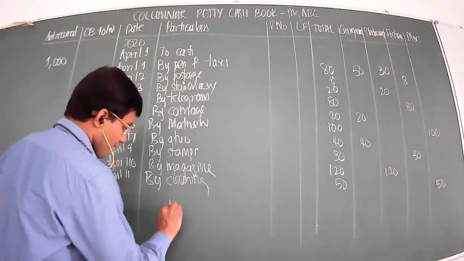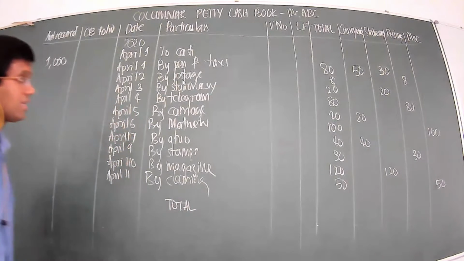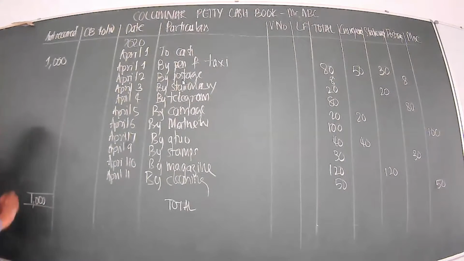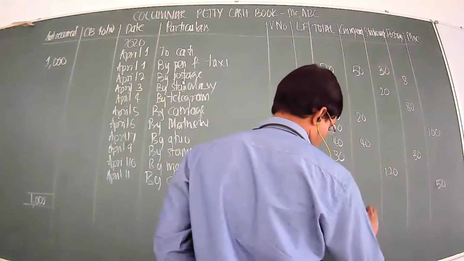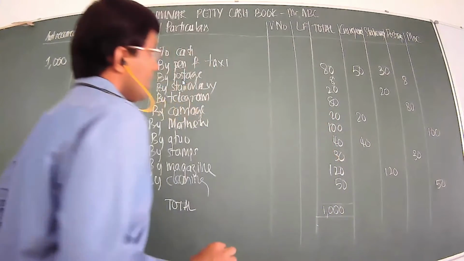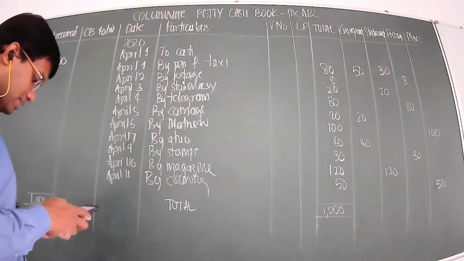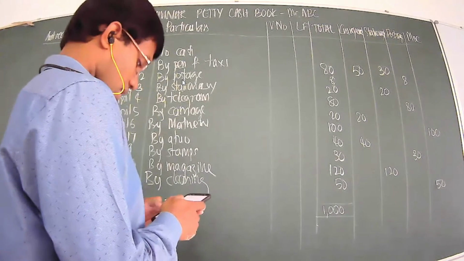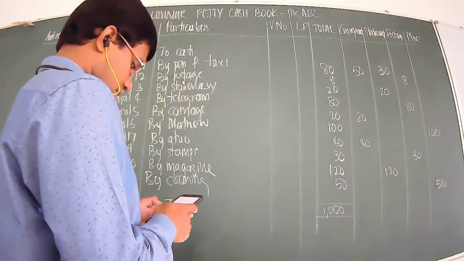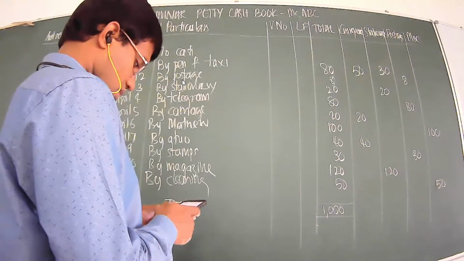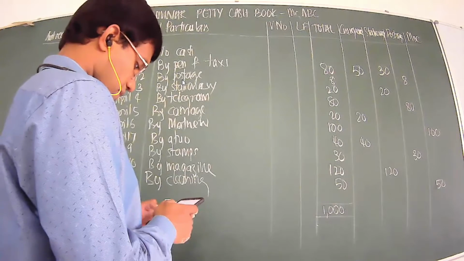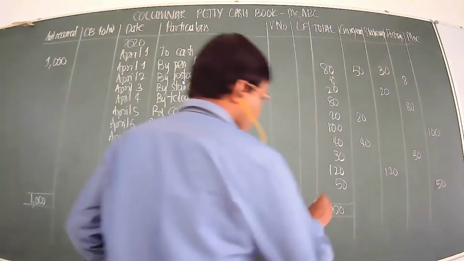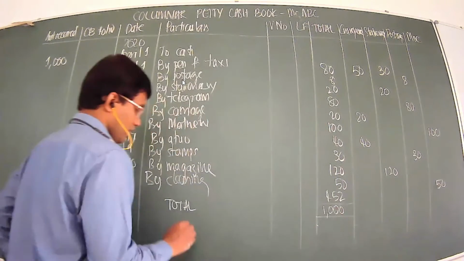Let us total this up. So remember, we have more on the debit side, 1000, which means your credit side should also be 1000. Let me just quickly total this up. 80 plus 8 plus 20 plus 80 plus 20 plus 100 plus 40 plus 30 plus 120 plus 50, 548. So 548 is the total, which means 452 is the balance.